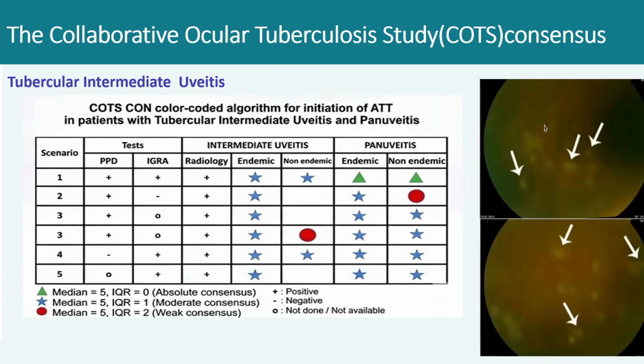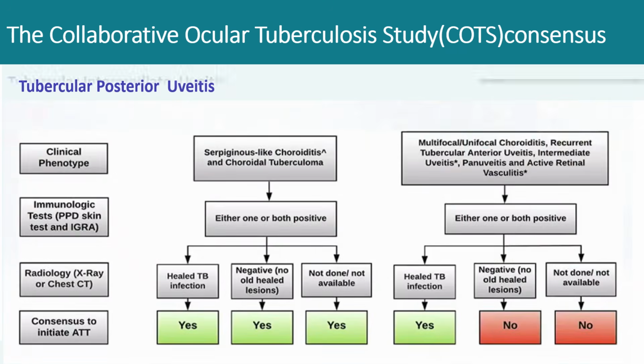Now, for intermediate uveitis, it is the same. It is a must and mandatory to have radiological evidence of tuberculosis along with the two immunological tests being positive. This is strongly recommended for the use of anti-tubercular treatment. Also, they forgive only one immunological test being positive in a non-endemic area. This is not allowed for anti-tubercular treatment. However, if you are in an endemic area with only one immunological test, you should use anti-tubercular treatment. Now, the regulation is more forgiving for posterior uveitis.